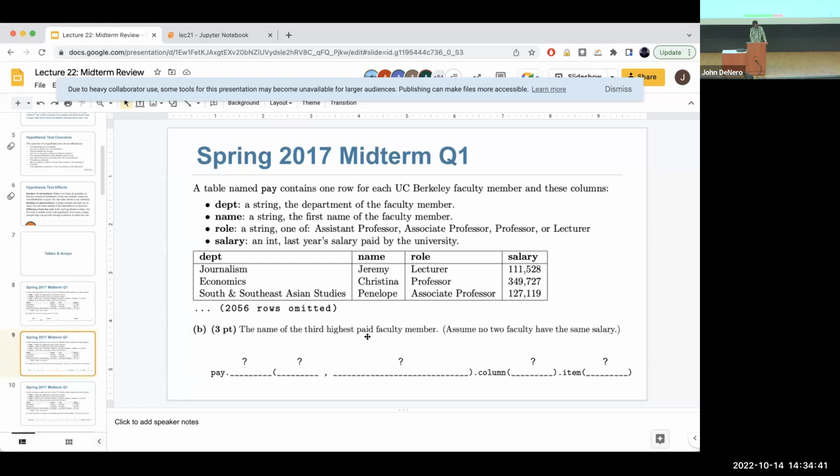What if you want the name of the third highest paid faculty member? Assume no two faculty members have the same salary.